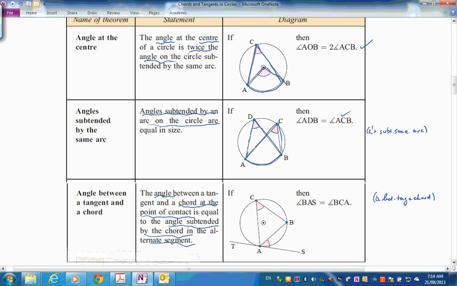Let's have a look at it. There's a tangent and there's a chord drawn at the point of contact A. And what this theorem is saying is this angle outside here equals the angle sitting on the chord in the alternate segment over there. Here's a little segment here, and the chord creates an angle at the circumference here in this other big segment. So that's a little tricky one. I might need to use that angle between the tangent and the chord theorem.